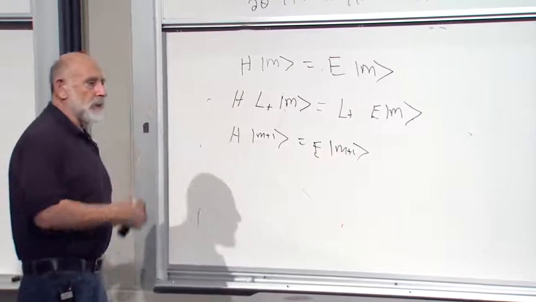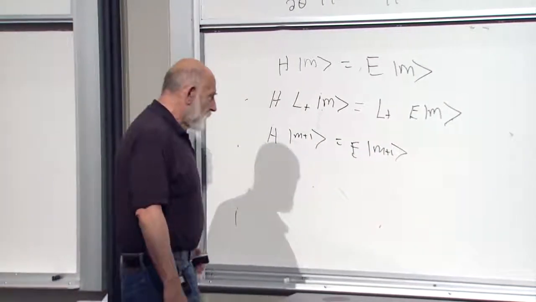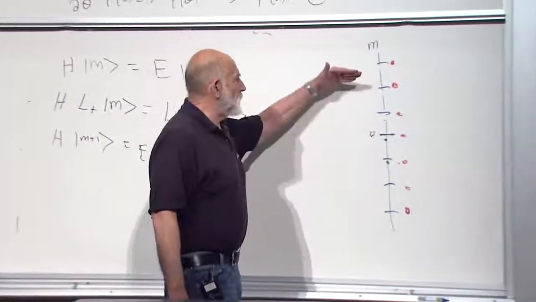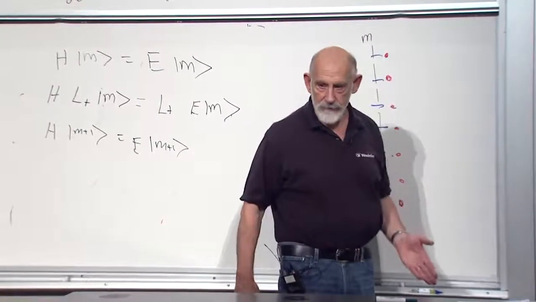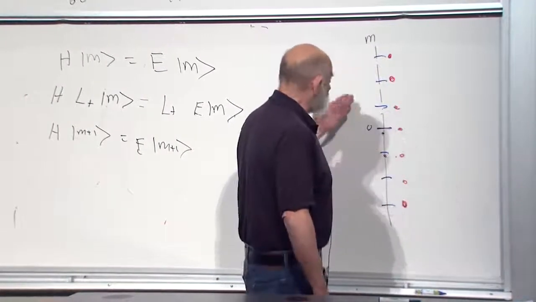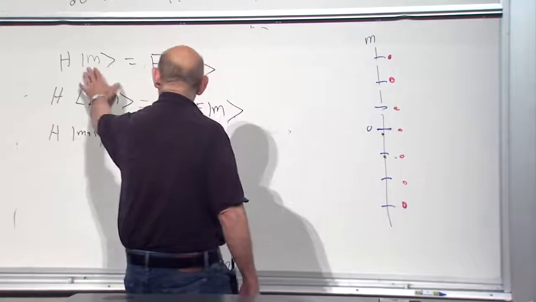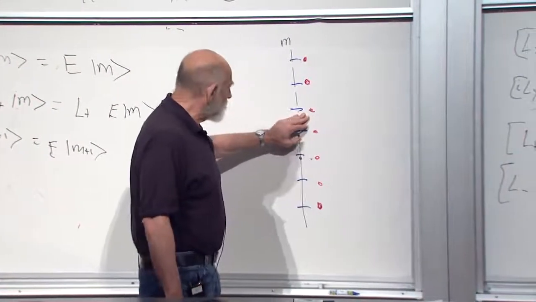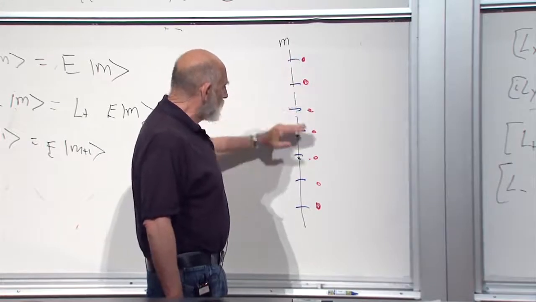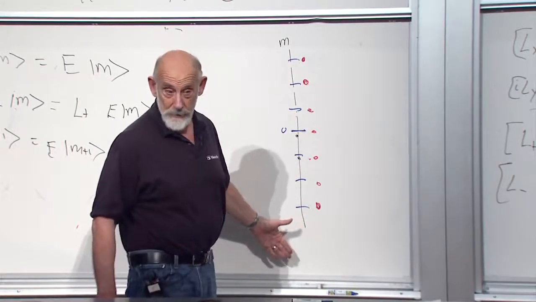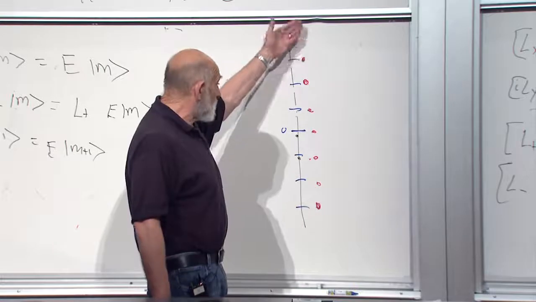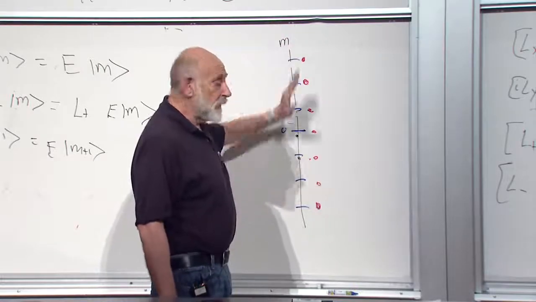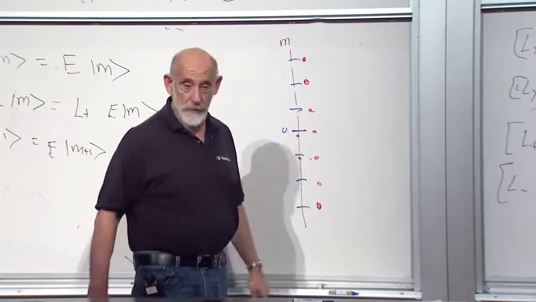We can do the same thing with m minus 1. That tells us that if we find an eigenvector of the z component of angular momentum, which happens also to be an eigenvector of energy, then by raising and lowering until we run out of possibilities, until we hit the endpoints, we create states of exactly the same energy.